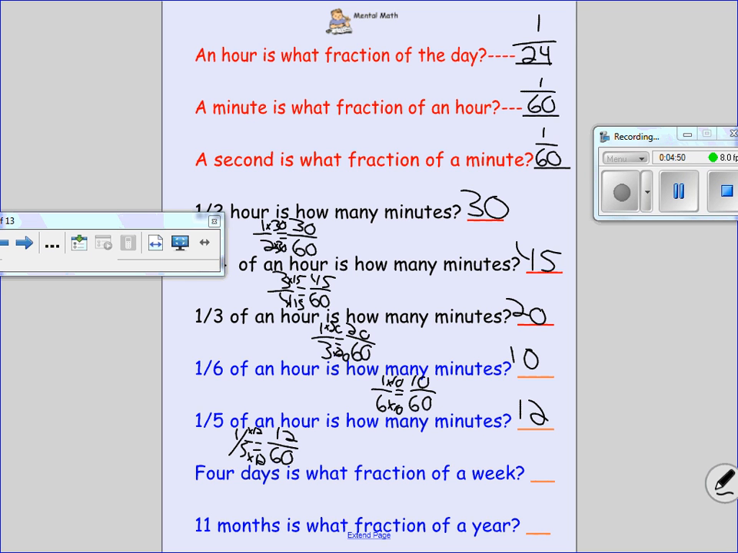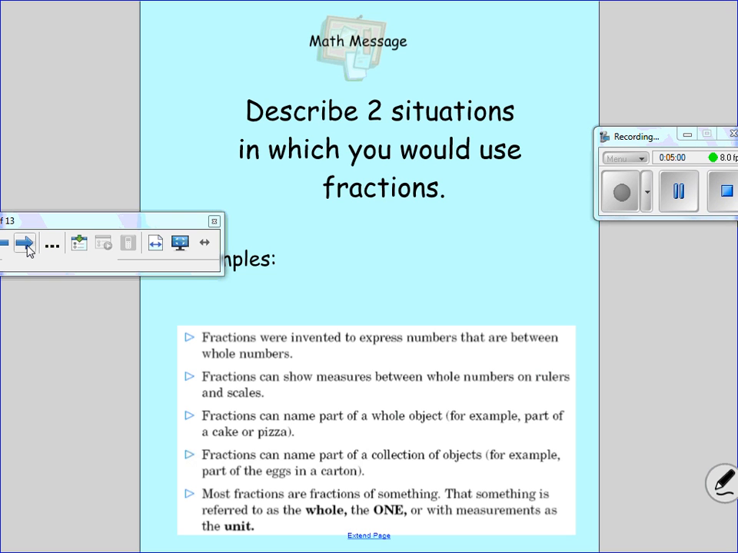Down here, 4 days is what fraction of the week? 4 over 7, because there's 7 days in a week. 11 months is what fraction of a year? There's 12 months in a year. So 11 twelfths is my answer. Let's keep going with some practice problems here.